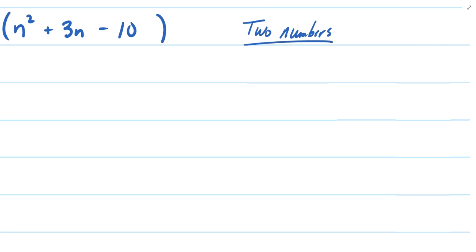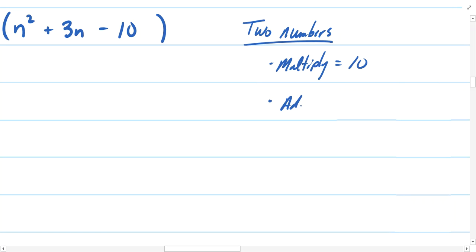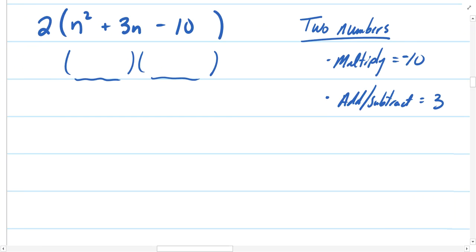And what I'm hoping to do with this standard trinomial is to find 2 numbers that multiply, in this case, to equal 10, but the same 2 numbers add or subtract to equal 3. And actually, I should say this, they multiply to equal negative 10, not just 10, but negative 10. And they add or subtract to equal 3, because what I'm hoping is going to happen is that I'll be able to factor this trinomial into a pair of binomials.